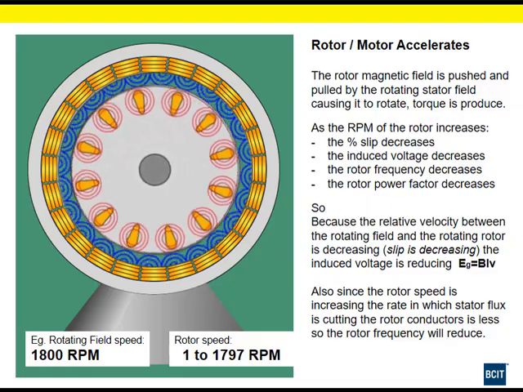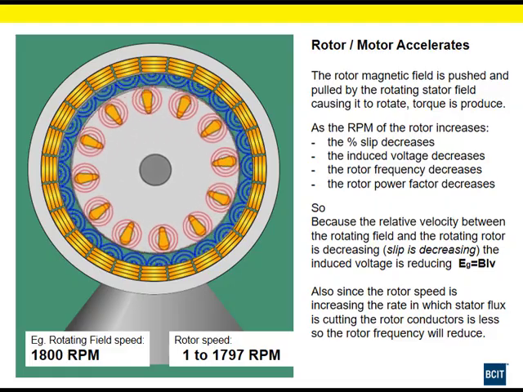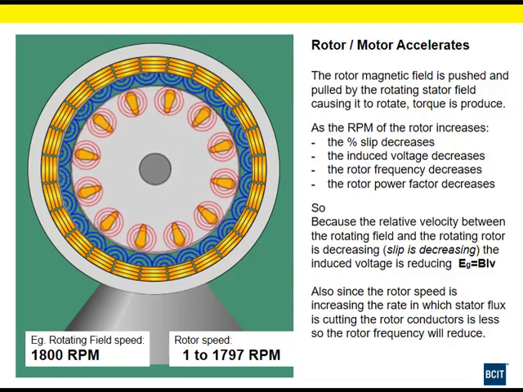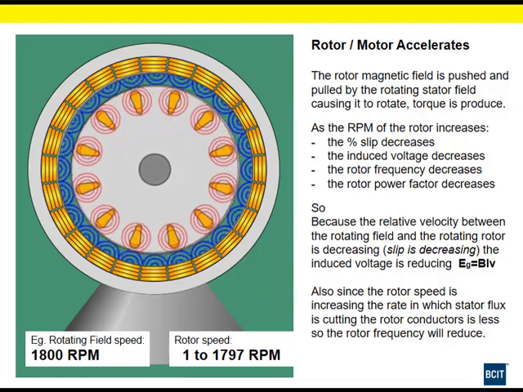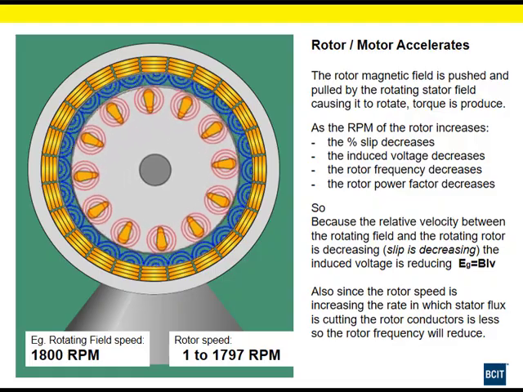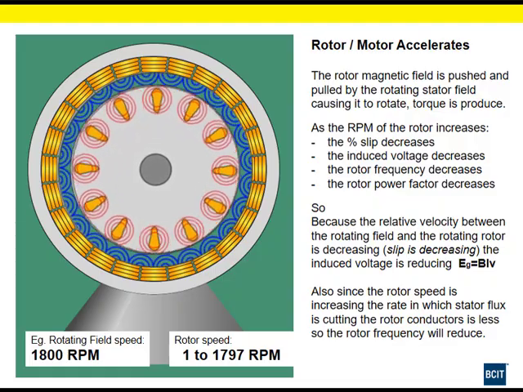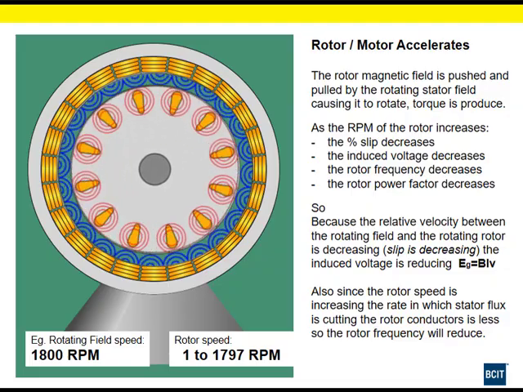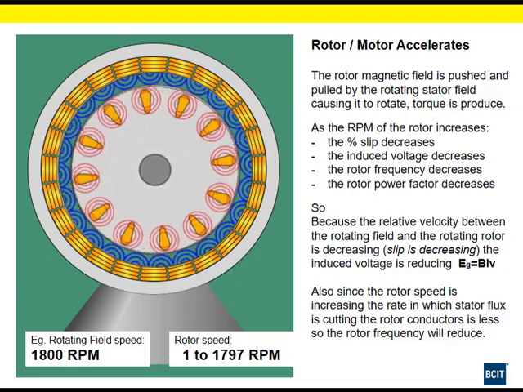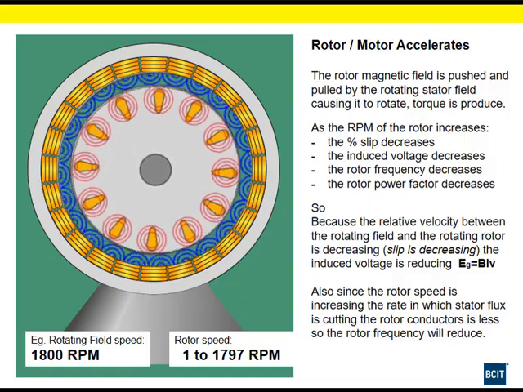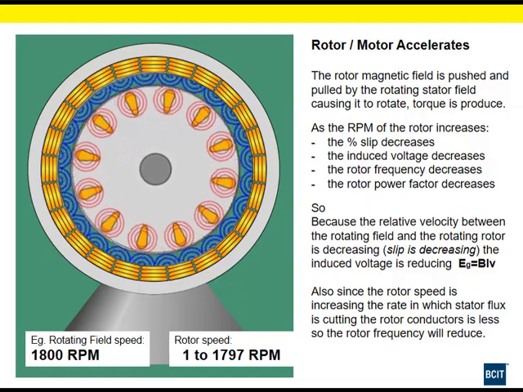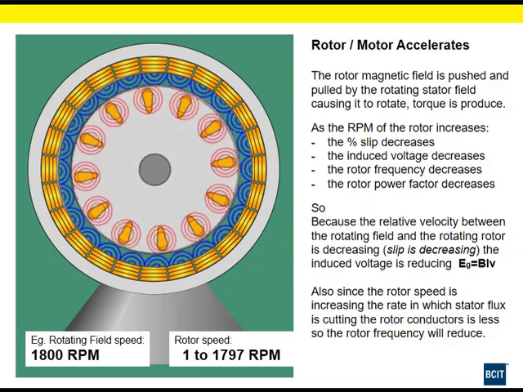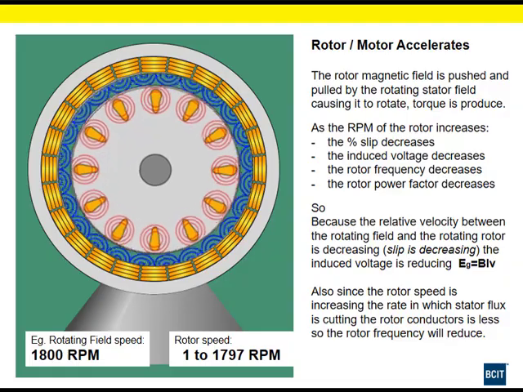So when we look at the motor accelerating, the rotor magnetic field is pushing and pulling the rotor, causing it to rotate. This is when torque is produced. As the RPM of the rotor increases, the percent slip is going to decrease. Also, the induced voltage decreases and the rotor frequency decreases. And then the rotor power factor decreases.